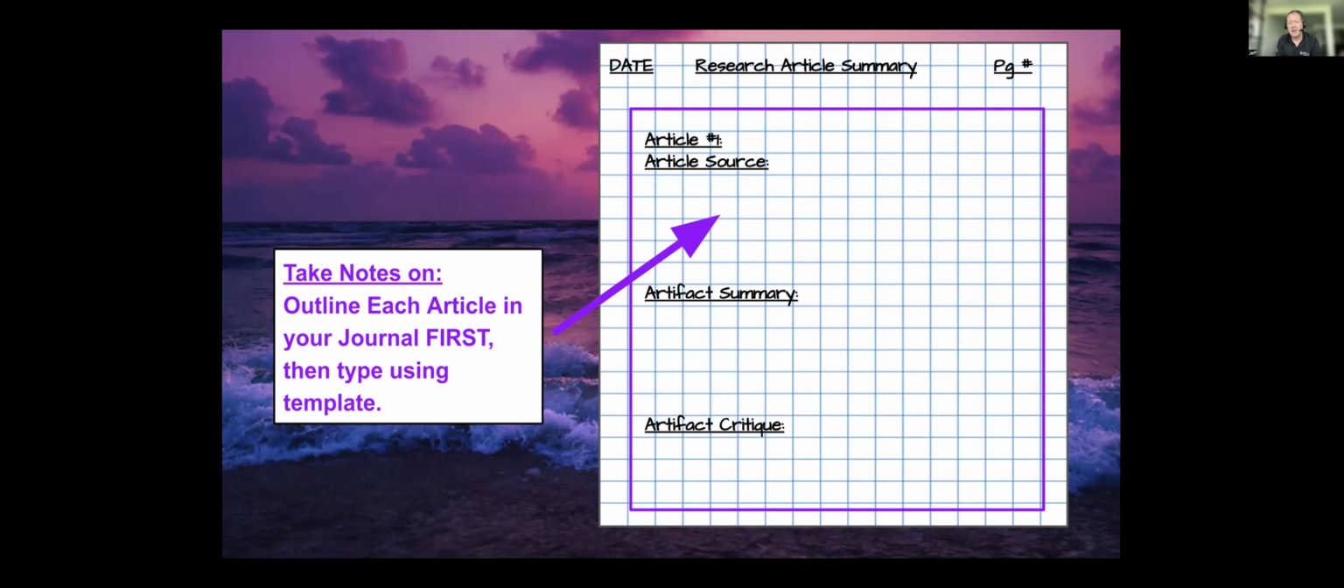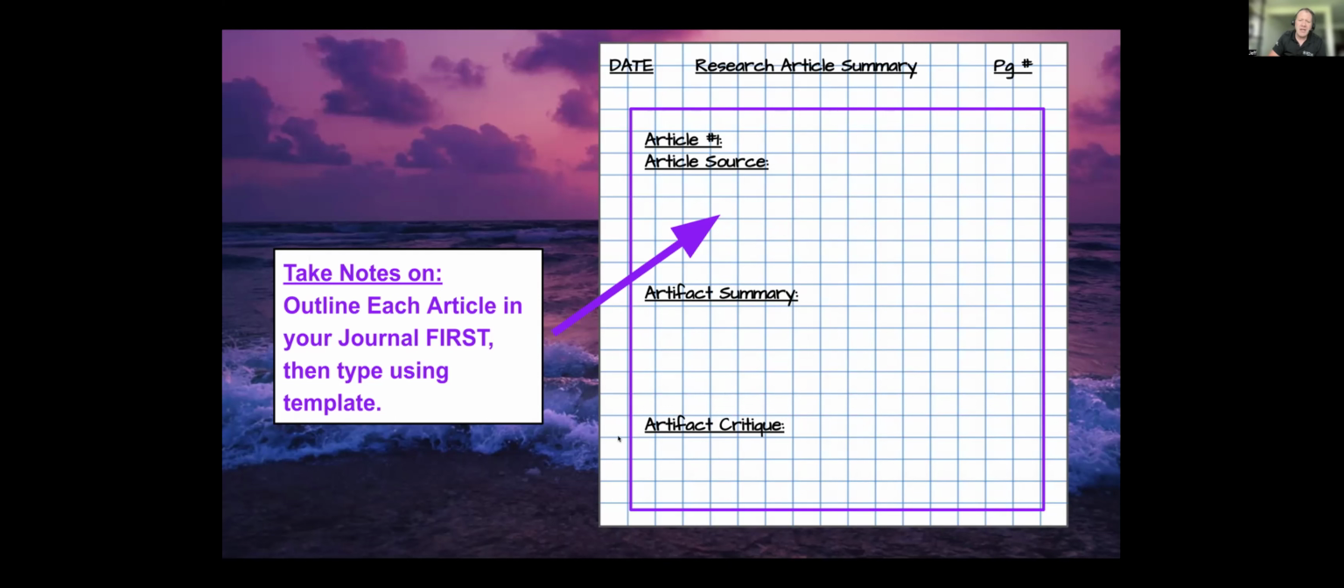Now, a summary, and I tell them, if you're reading an article that's 7 pages long, and you're going to come up with a 1-sentence summary of that article, that's not really high school level work. I at least make my students do 5 to 7 sentences summarizing that article. The critique now is, how does that tie into my problem? The artifact critique is, how does that tie into other research that I've been doing? So that's what my students do, and that little critique part may be 3 to 4 sentences.